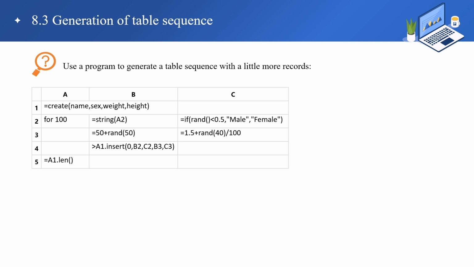The specific values of the fields do not affect learning. They can be generated randomly. We can already do this with the code technology we have learned now. A meaningful name is troublesome, so we use a number string instead. C2, B3, C3 are easy to understand, and then in B4, insert the generated fields into the empty table sequence created in A1. After the code is executed, we can get a table sequence with 100 records.